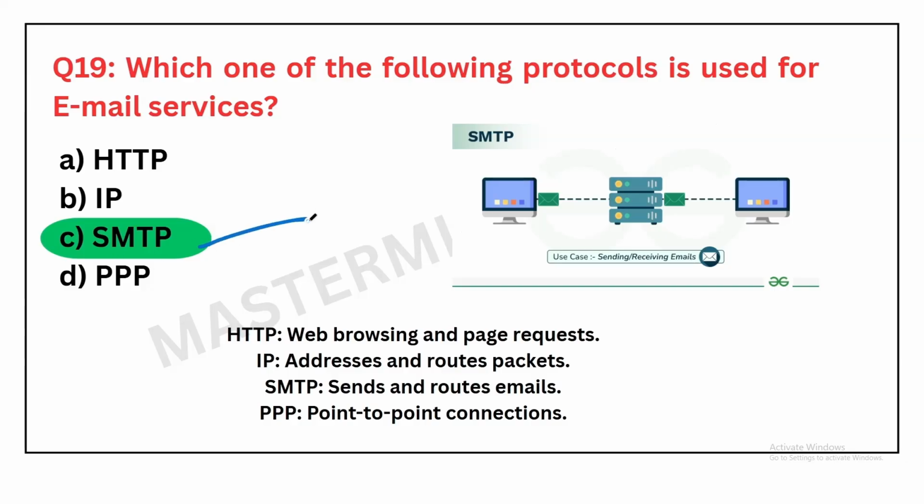HTTP is the protocol used to request and load web pages while browsing the internet. IP handles the addressing and routing of data packets across networks. SMTP is specifically used for sending and routing emails between mail servers. PPP, on the other hand, is used for point-to-point connection.